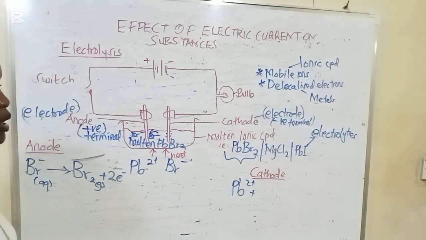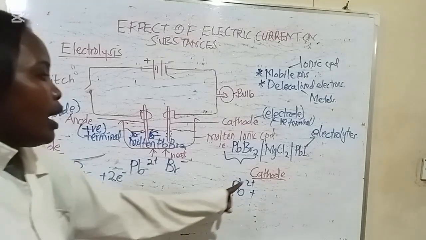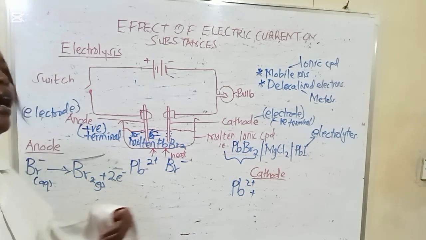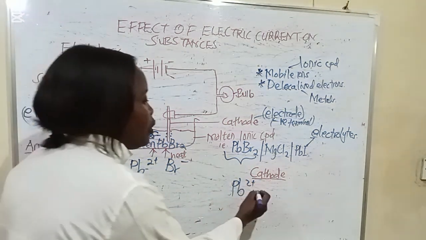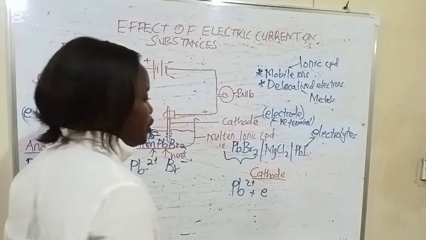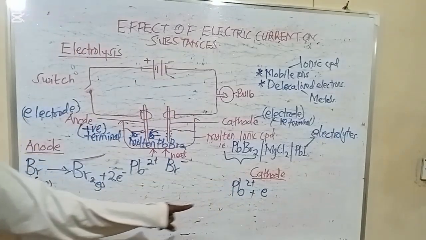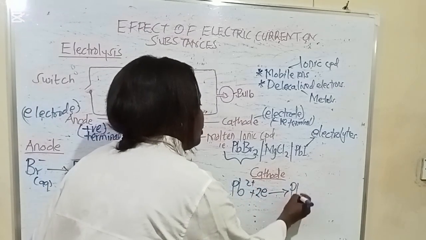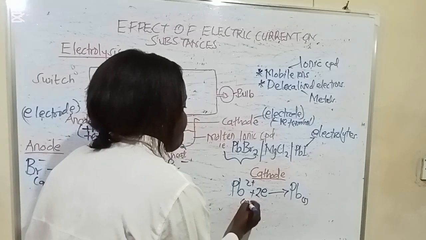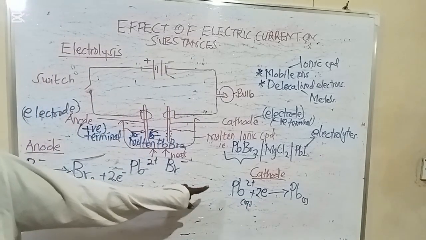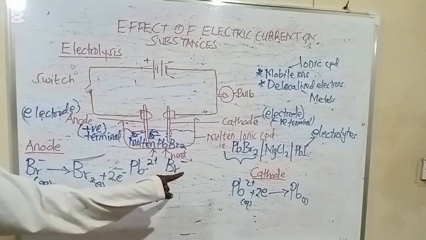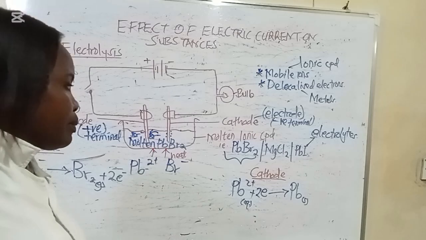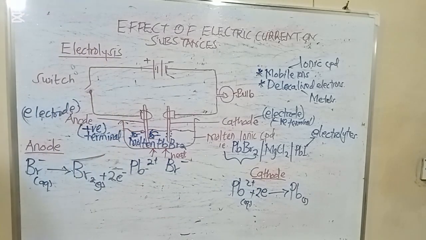So at the cathode, we are going to undergo a reduction. Reduction simply means that we are gaining electrons. So we are going to write plus our electrons. Remember, this is lead 2+ ions plus 2 electrons to form your lead. So this is the reaction that occurs during the electrolysis of molten lead bromide.